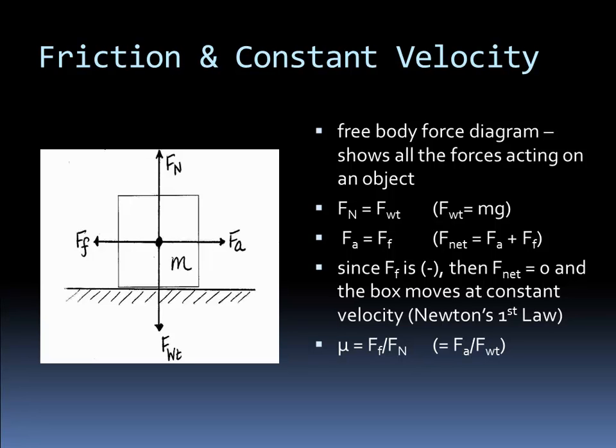But since the frictional force is negative, the net force is going to be 0, and the box is going to be moving at a constant velocity, which is Newton's first law: objects in motion will stay in motion, or objects at rest will stay at rest unless acted upon by unbalanced forces. These forces are balanced, so this object will continue moving at a constant velocity. To find the coefficient of friction, we'll take the friction force and divide it by the normal force. You could also take the applied force and divide it by the weight, in this case of constant velocity.